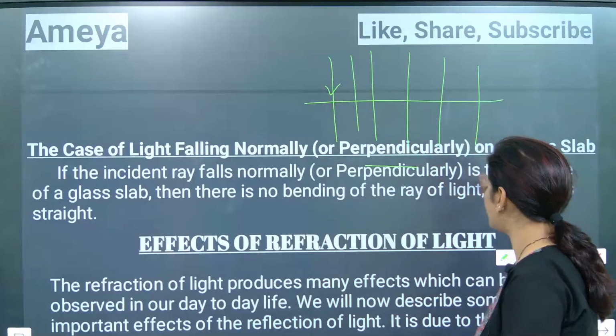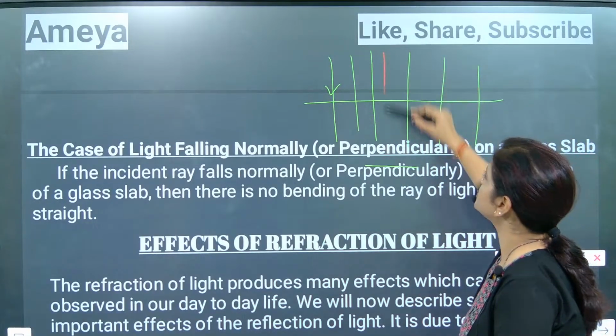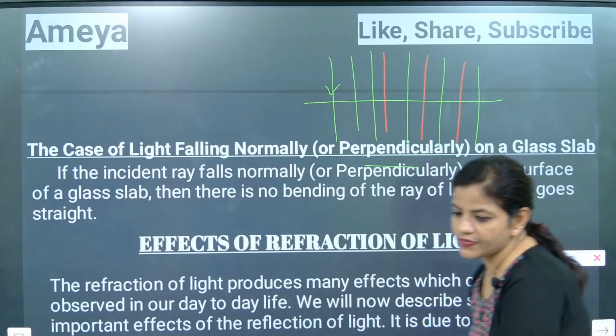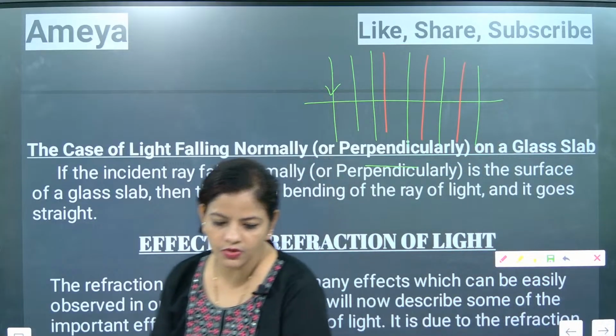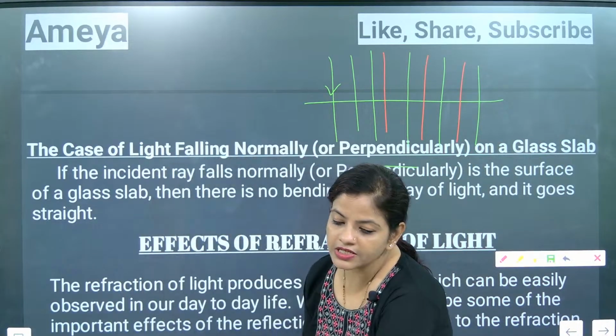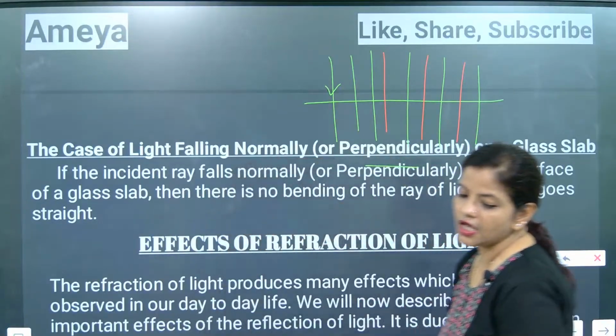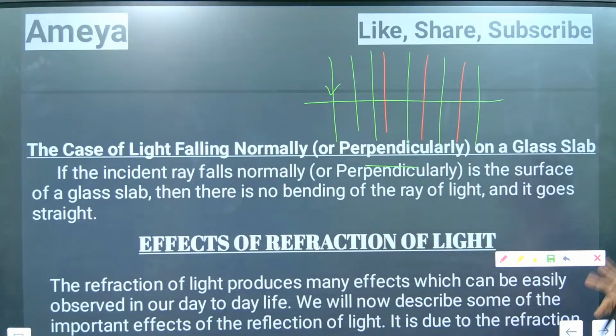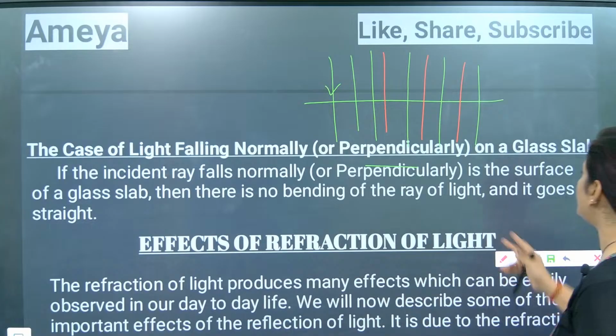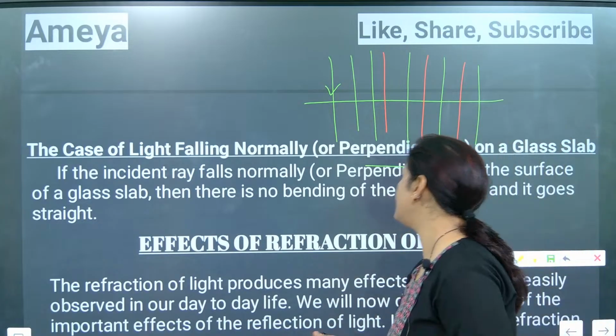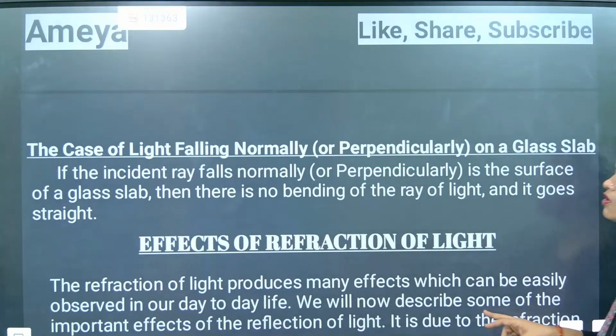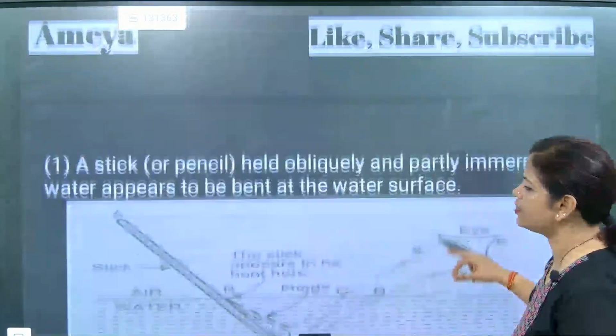If the rays of light are also going like this, will there be any bending? The answer is no. Absolutely. Good morning, Vibhu. So the answer is no. If the incident ray falls normally or perpendicular to the surface, there will be no bending of the ray. So this is one concept we are going to come to know.